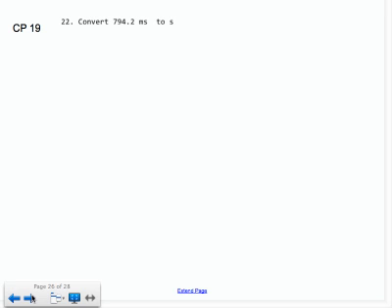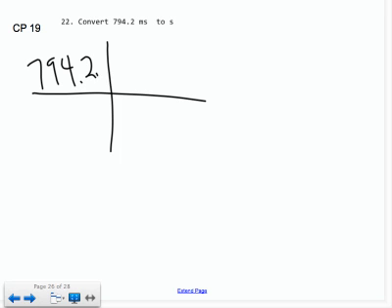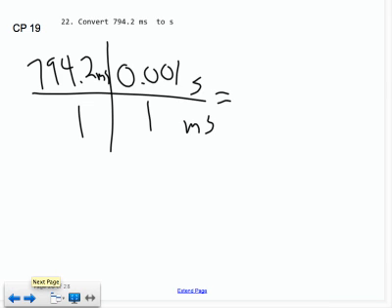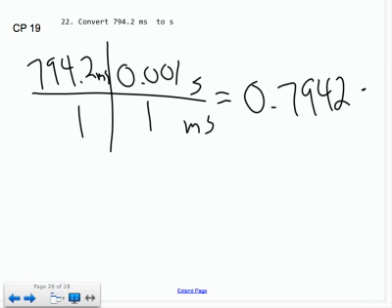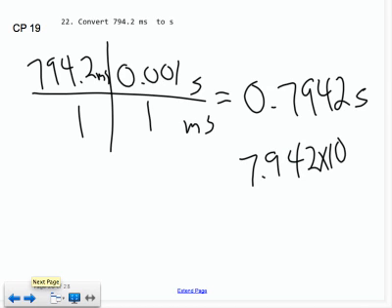Conversion problem converts 794.2 milliseconds into seconds. So we're going to set up a dimensional analysis here. We've got 794.2 milliseconds over 1, and we're converting milliseconds to seconds, so the conversion goes on top, and 1 millisecond equals 0.001 seconds, so we would multiply 794.2 times 0.001, and that comes out to 0.7942 seconds. If you put that into scientific notation, it would be 7.942 times 10 to the negative first seconds.